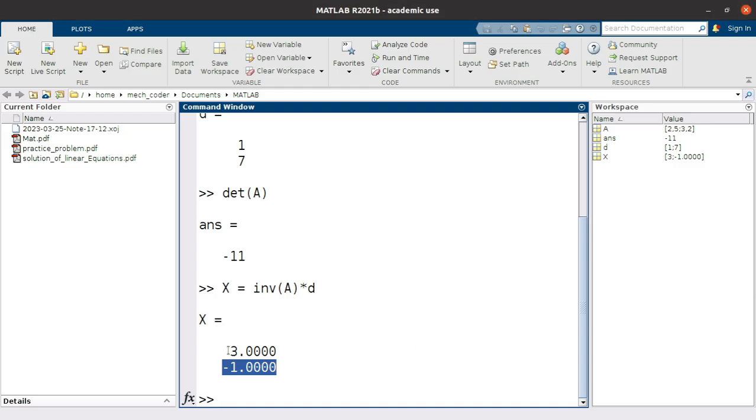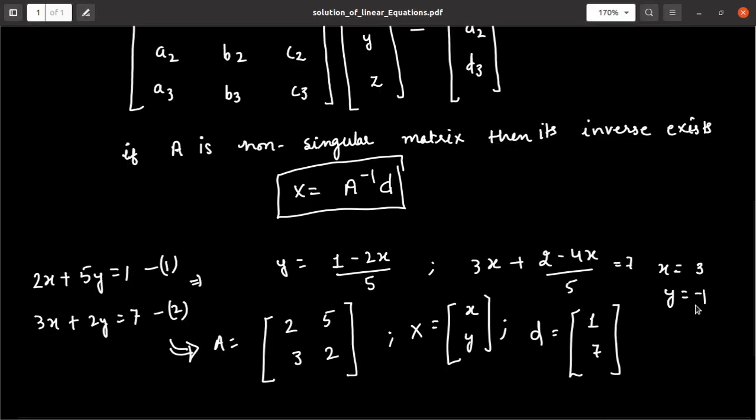So the first value, which is 3, is the value of x, small x, and this value of minus 1 corresponds to the y. So x equal to 3 and y equal to minus 1.